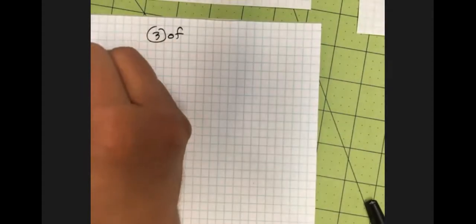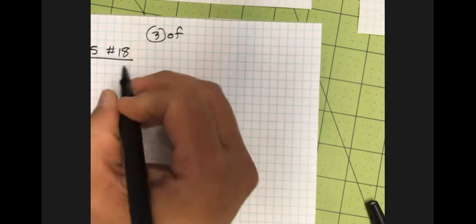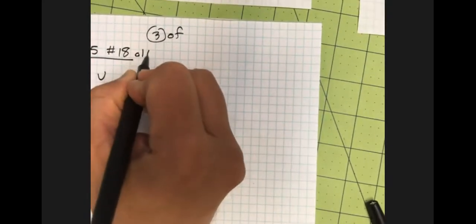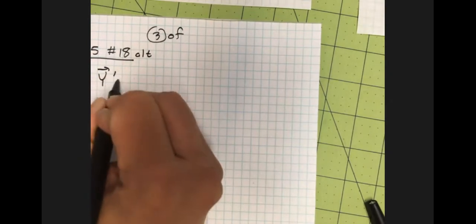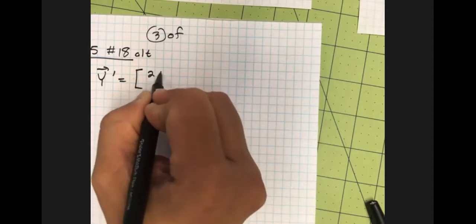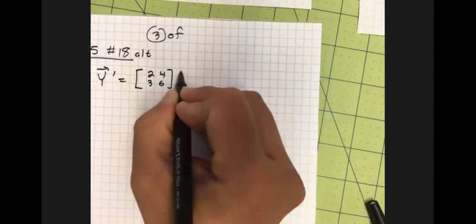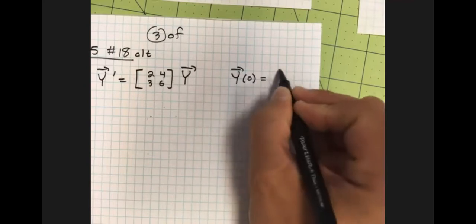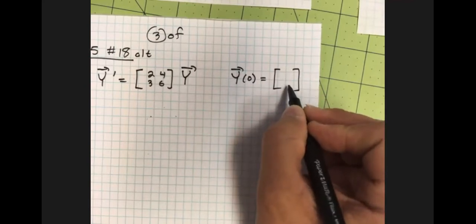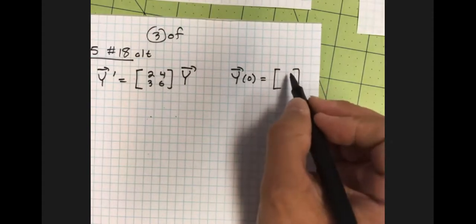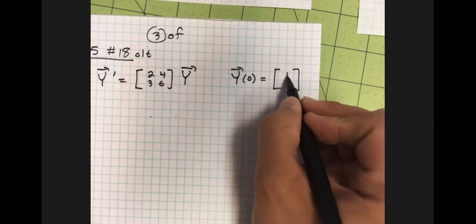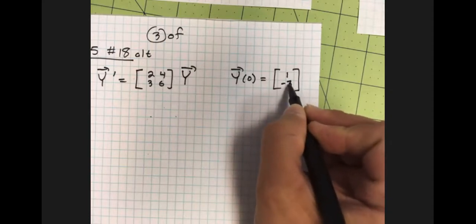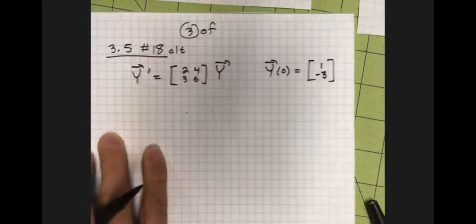This is page 3, 3.5, number 18. And the system goes like this. Let's make it 18 alt, because I don't like their initial condition. It's boring. So I got the matrix 2, 4, 3, 6 times Y. And Y at 0 is, and he said 1, 0, which is what we used last time. That's not very exciting. Let's make it 1, minus 3. For all I know, that's a terrible choice, but let's roll with it.